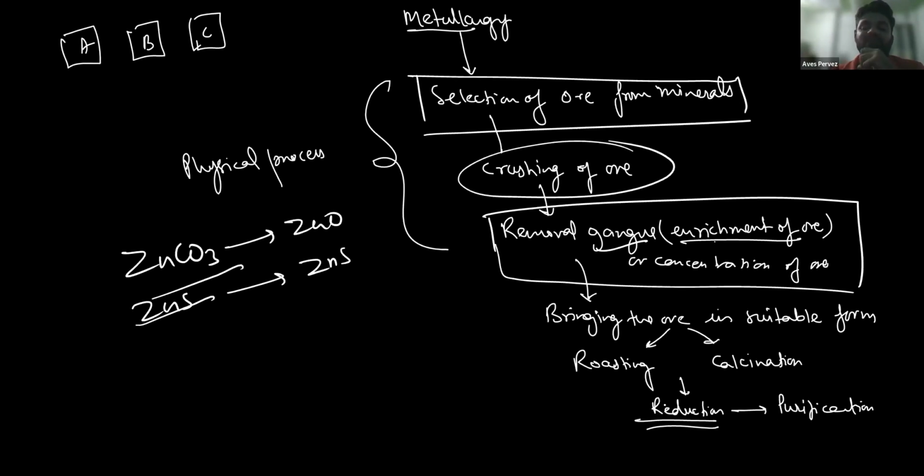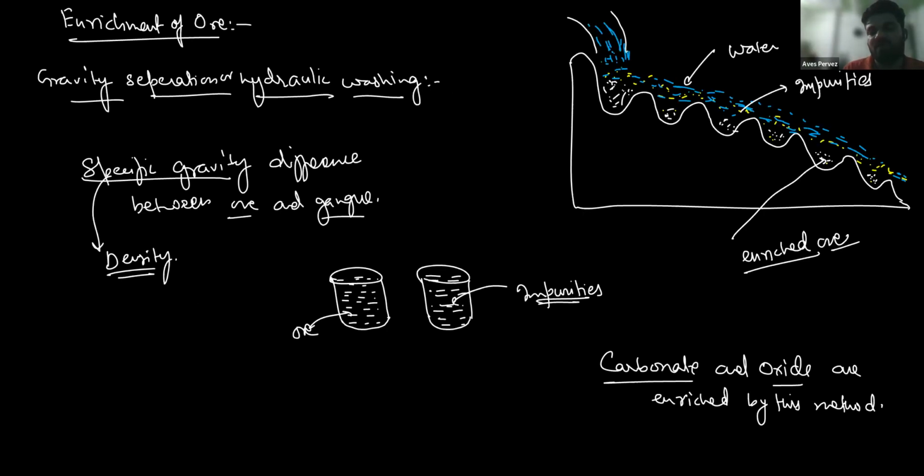After this is reduction, which means removal of oxygen. For example, if you have ZnO, then you have to remove the oxygen. So removal of oxygen is called reduction. And then purification. These are the steps that we will study one by one. So let us start studying. The first one is the enrichment of ore. So how can we do the enrichment of ore?